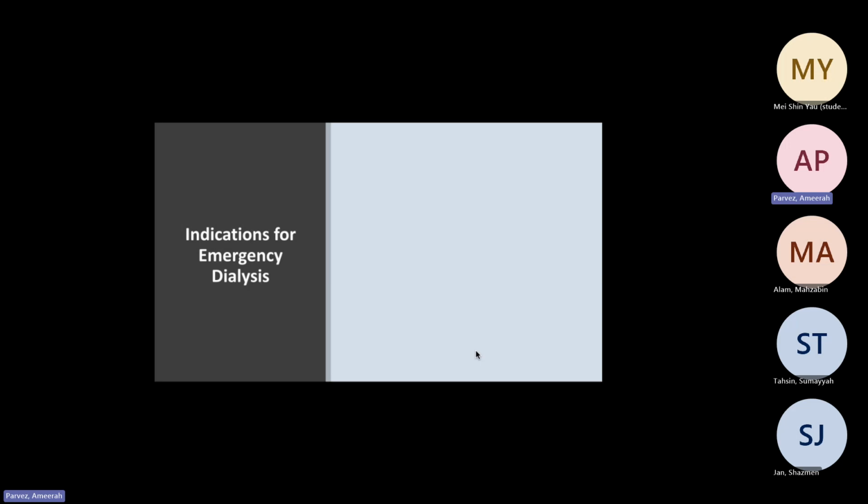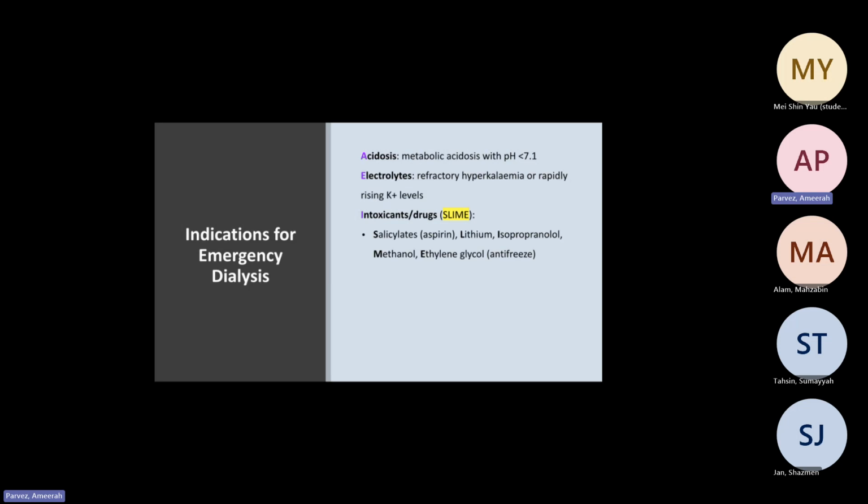Really quickly, indications for emergency dialysis can be remembered as AEIOU. Firstly, we have acidosis. This would be a metabolic acidosis where the pH is less than 7.1. Electrolytes, so refractory hyperkalemia or rapidly rising potassium levels. Intoxicants or drugs, which can be remembered with the mnemonic SLIME: salicylates, lithium, isopropanol, methanol, ethylene glycol.